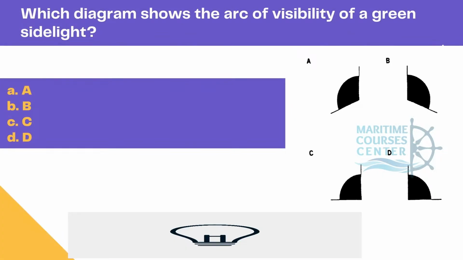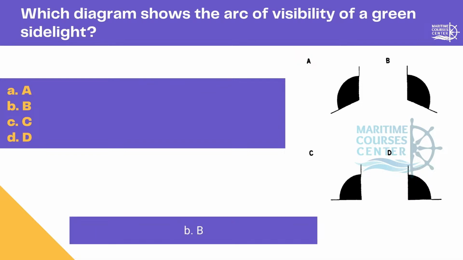Which diagram shows the arc of visibility of a green side light? As you can see here, we have A and B and C and D. Which one is going to be right? Yeah, that's right. Number A is the red sector, and picture B is the green side light.